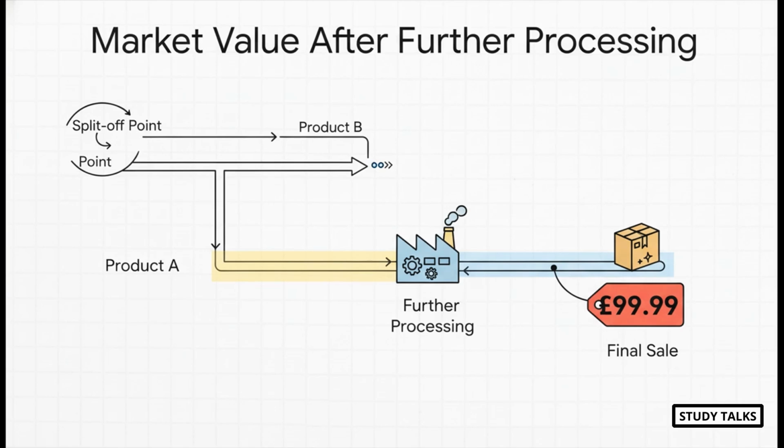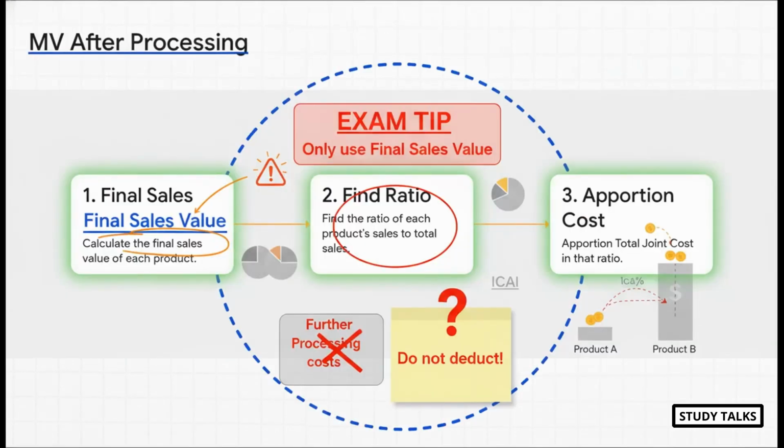Maybe it needs some extra polishing or packaging. In that case, we can use the product's final selling price after all that extra work is done. The steps seem easy enough, right? Find the final sales value, create a ratio, and apply it to the joint cost.